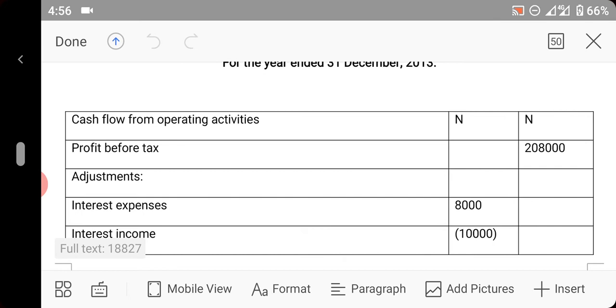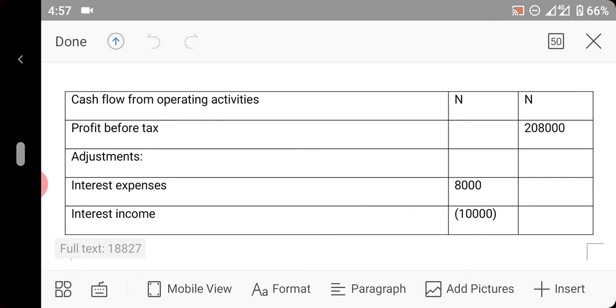So it is important and advisable that you cram formats. For me, it's the first thing you should do for yourself. Once you cram formats, you're good to go. You don't have any issue. All right. So the first thing that comes in is profit before tax. You go and look for profit before tax, bring it and write it there.